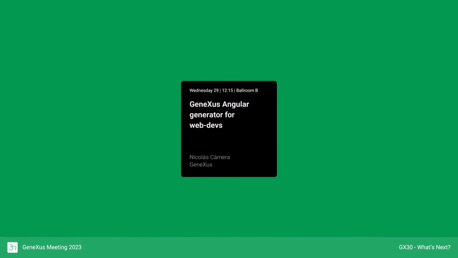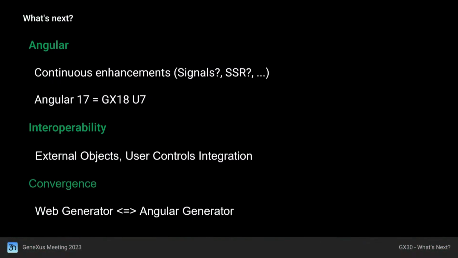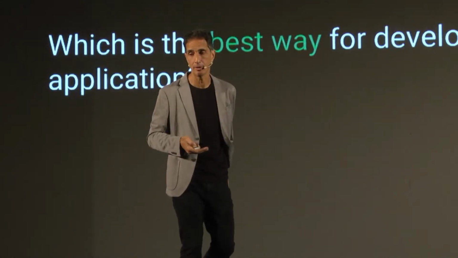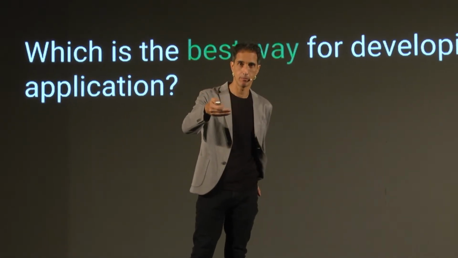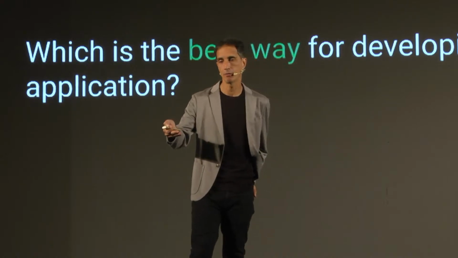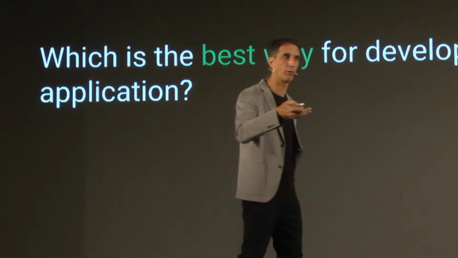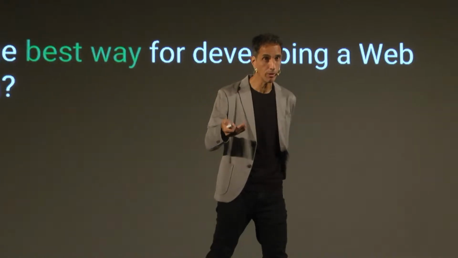After Daniel and Lucas' talk, we have Nico Camera, who's going to show us the history of all that and what's been done. So we're going to continue developing the Angular generator along the same line, interoperability and convergence with the web generator. That's our goal mainly for next year. Why? Well, what is the best way? And we think that the answer to what the best way of developing a web application is, and we think it's GeneXus. Thank you.